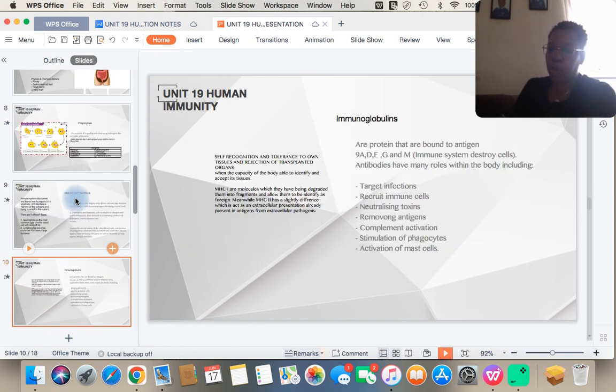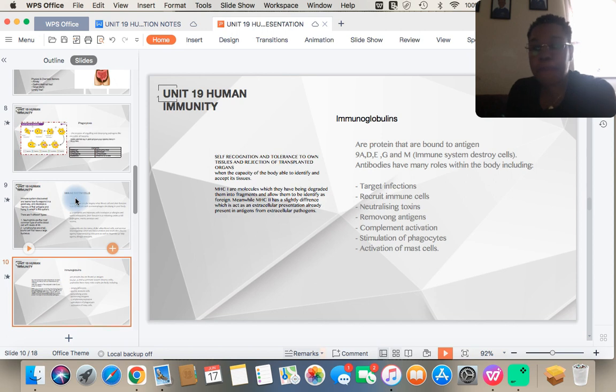So, immunoglobulins are proteins that bind to antigens, simply termed A, D, E, G, and M. Their function is to target infection, recruit immune cells, neutralize toxins, remove antigens, activate complement, stimulate phagocytes, and also activate mast cells. They are made up of 4 chains: 2 heavier and 2 lighter, with a variation in polypeptide.